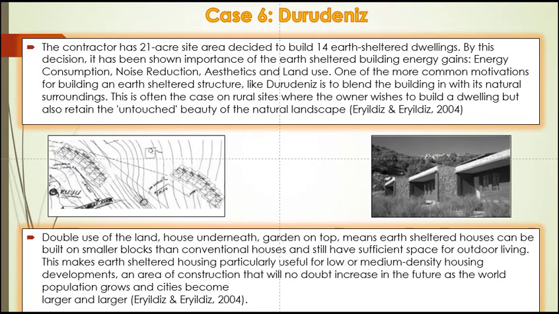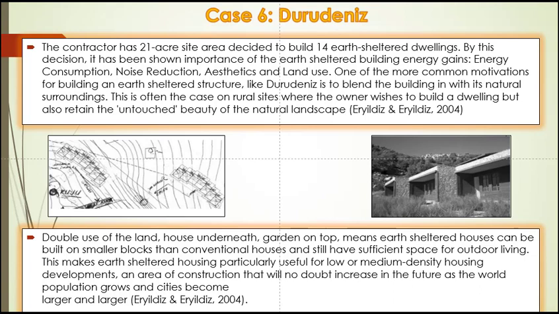Case number 6. The contractor has a 21-acre site and decided to build 14 earth shelter dwellings. By these decisions, it has been shown how important earth shelters are: building energy gains, energy consumption, noise reduction, aesthetics, and land use. One of the more common motivations for building an earth shelter structure is to blend with the natural landscape.